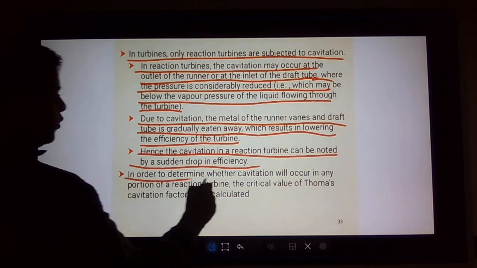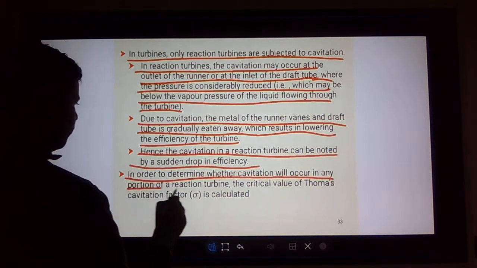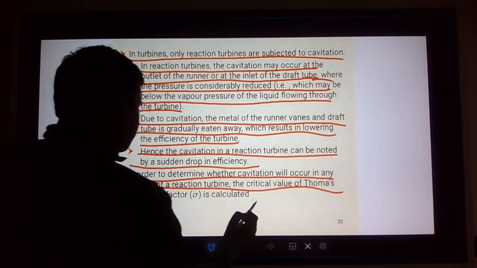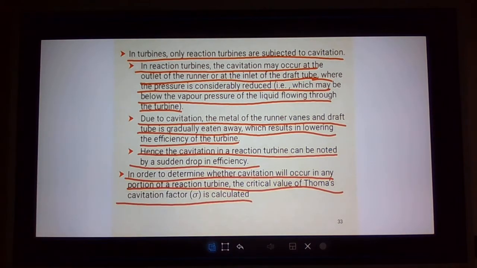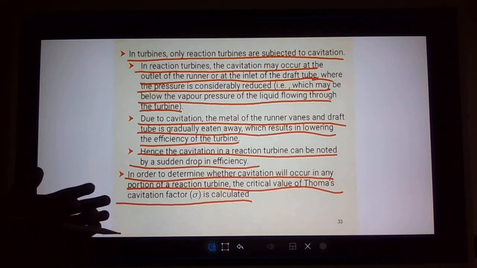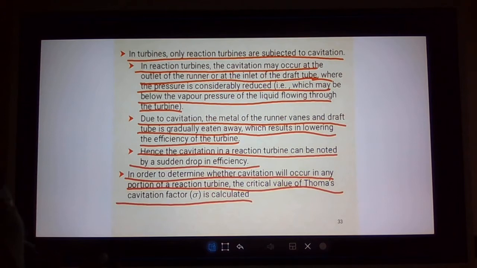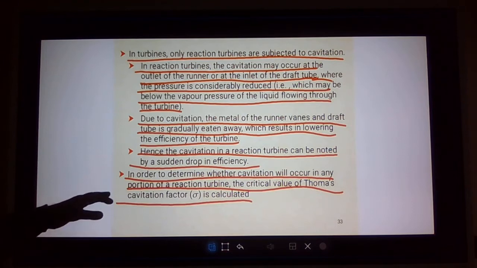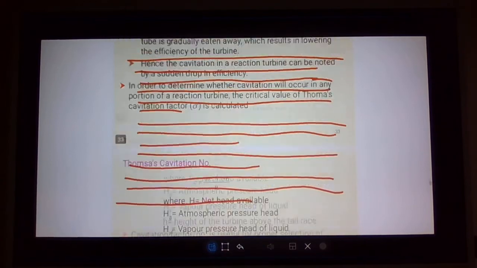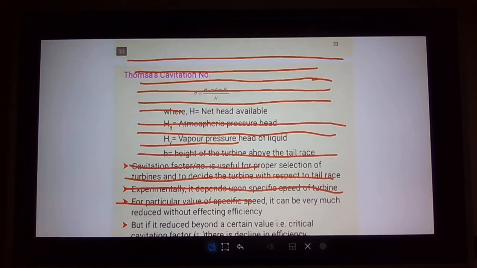Okay, so in order to determine whether cavitation will occur in any portion of the reaction turbine, the critical value of the Thoma cavitation factor sigma is calculated. Now how can you know the value above or below which the cavitation will or will not occur? Okay, so this will be determined by the Thoma cavitation factor, which is known by sigma. So cavitation will be decided by this Thoma cavitation factor. Okay, so what is this Thoma cavitation factor?